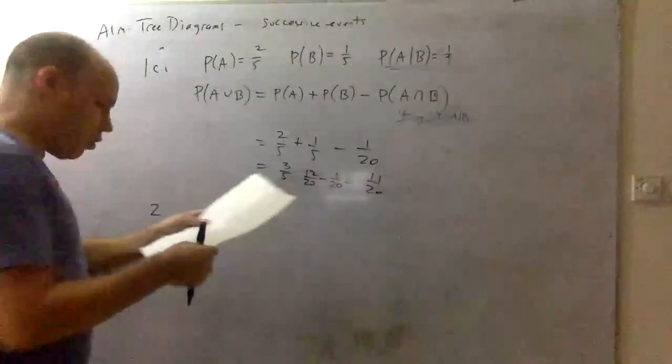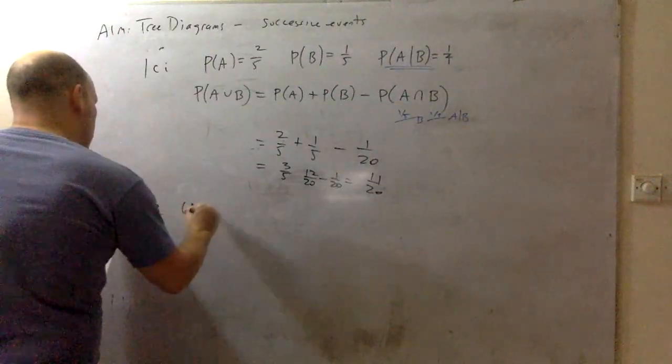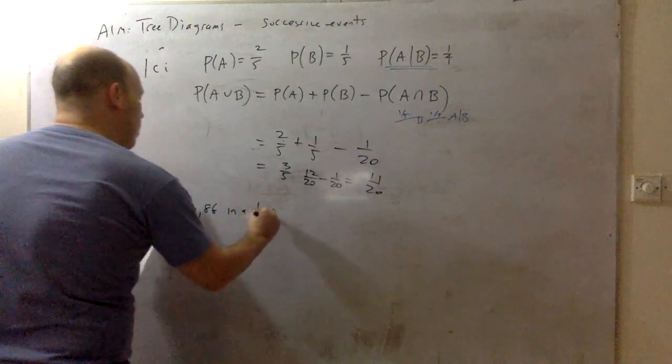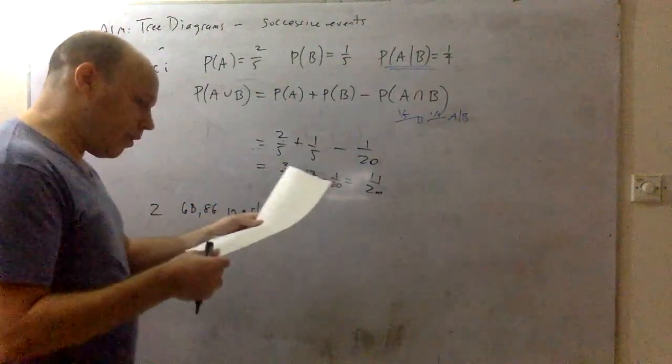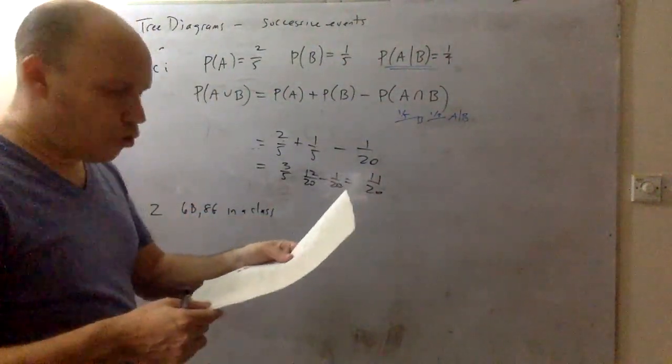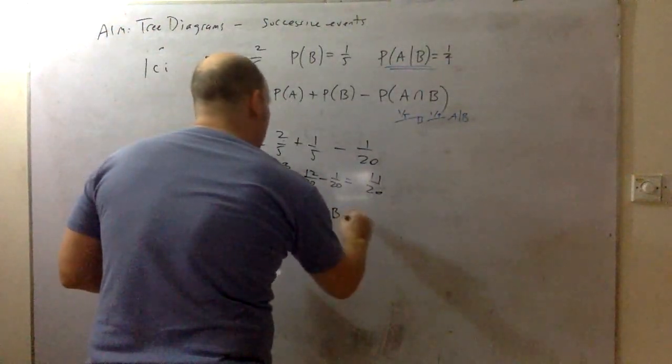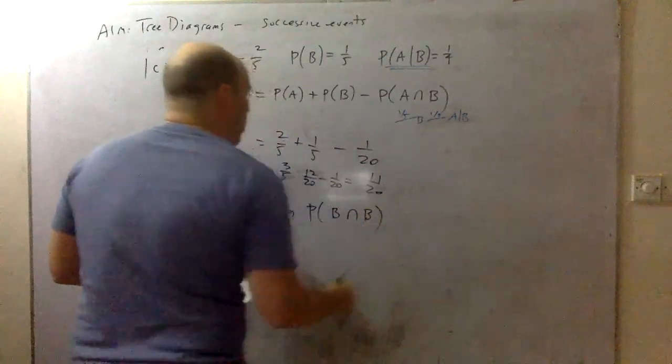Number 2 has to do with the marbles. There are 6 boys and 8 girls in a class. And the question is, what is the probability that you choose 2 boys? The probability of a boy and then a boy.